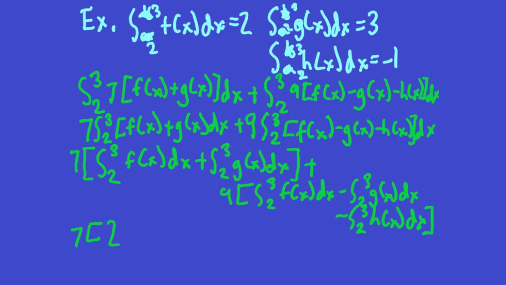Through substitution, we get 7 times the value of 2 plus 3, plus 9 times the value of 2 minus 3 plus 1. From this, we get 7 times 5 plus 9 times 0, which gives us 35.